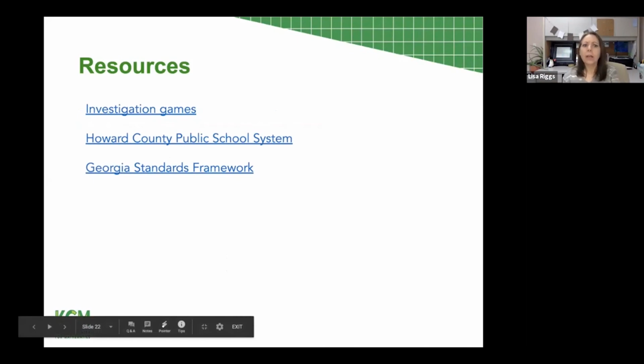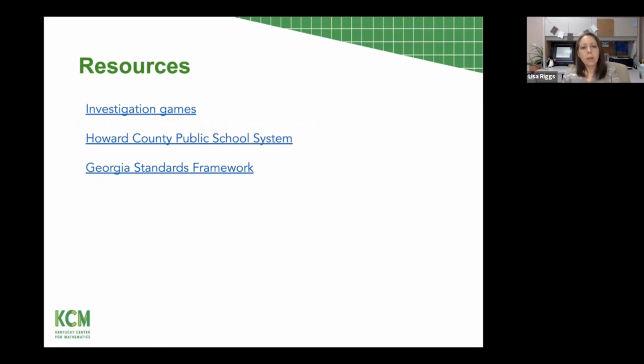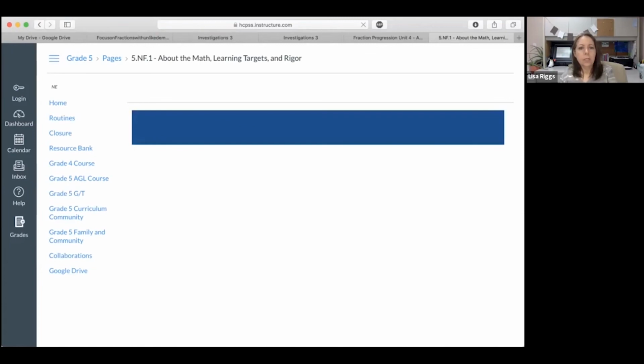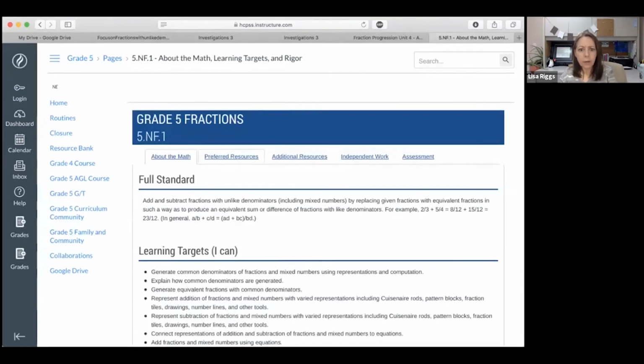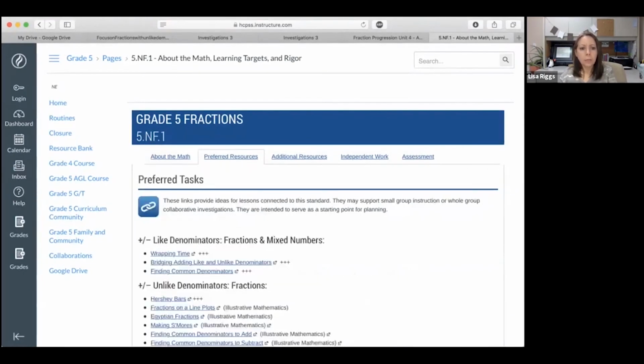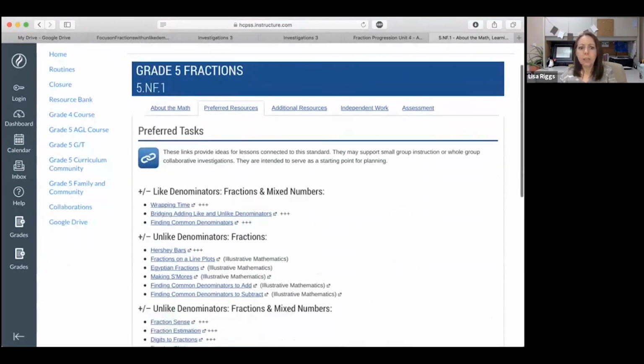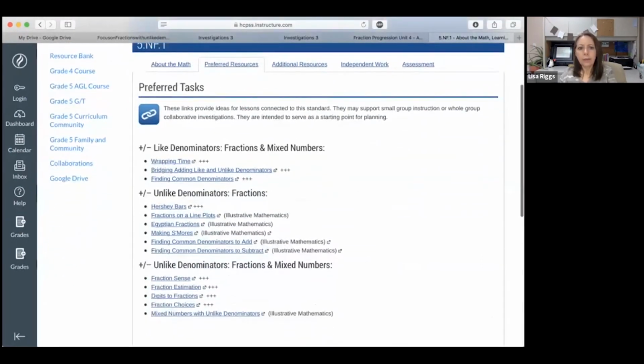Okay, I do have a list of some resources on a resource page that have some links. There are so many that I found once I started digging in, but I'm just a little bit over time. I'm just going to click on it real quickly, just to give you an idea of the plethora of things that are out there. This links to that Howard site that I was telling you about, and that fraction standard that we're looking at. They have a list of the preferred tasks. Look at all those things that are there.